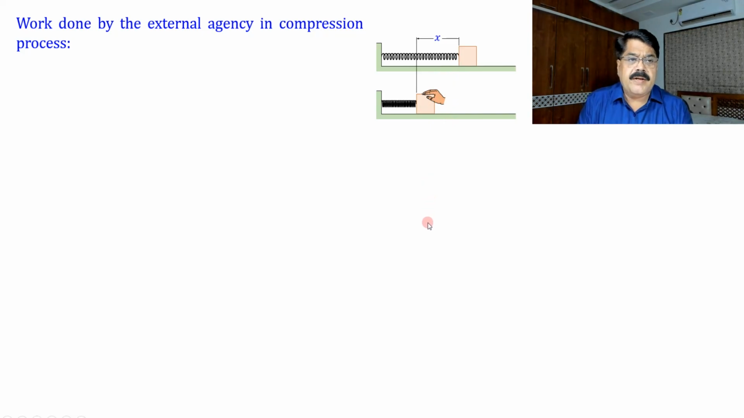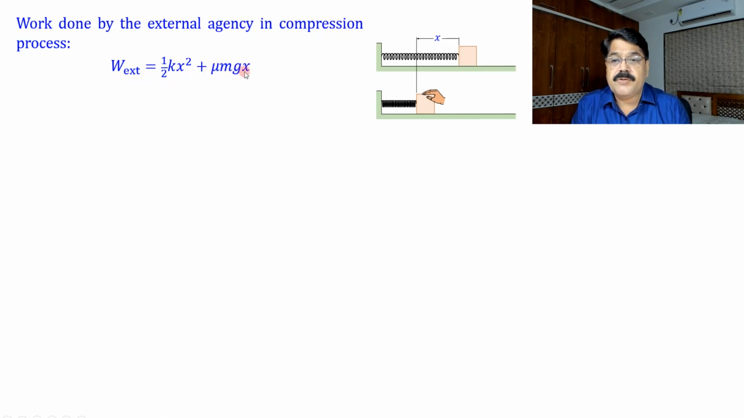Again, the block was at rest here and the block is at rest here. So if you apply the work-energy theorem, what can we say? Work done by all the forces between these two positions is equal to the change in kinetic energy, and the change in kinetic energy is zero. So work done by the external agency plus work done by the spring force plus work done by friction is zero. So work done by the external agency is equal to the work done by the spring force plus the work done by friction. Now we can write that the work done by the external agency is half kx squared plus mu mgx. This is the work done by the spring and that is the work done by frictional forces.